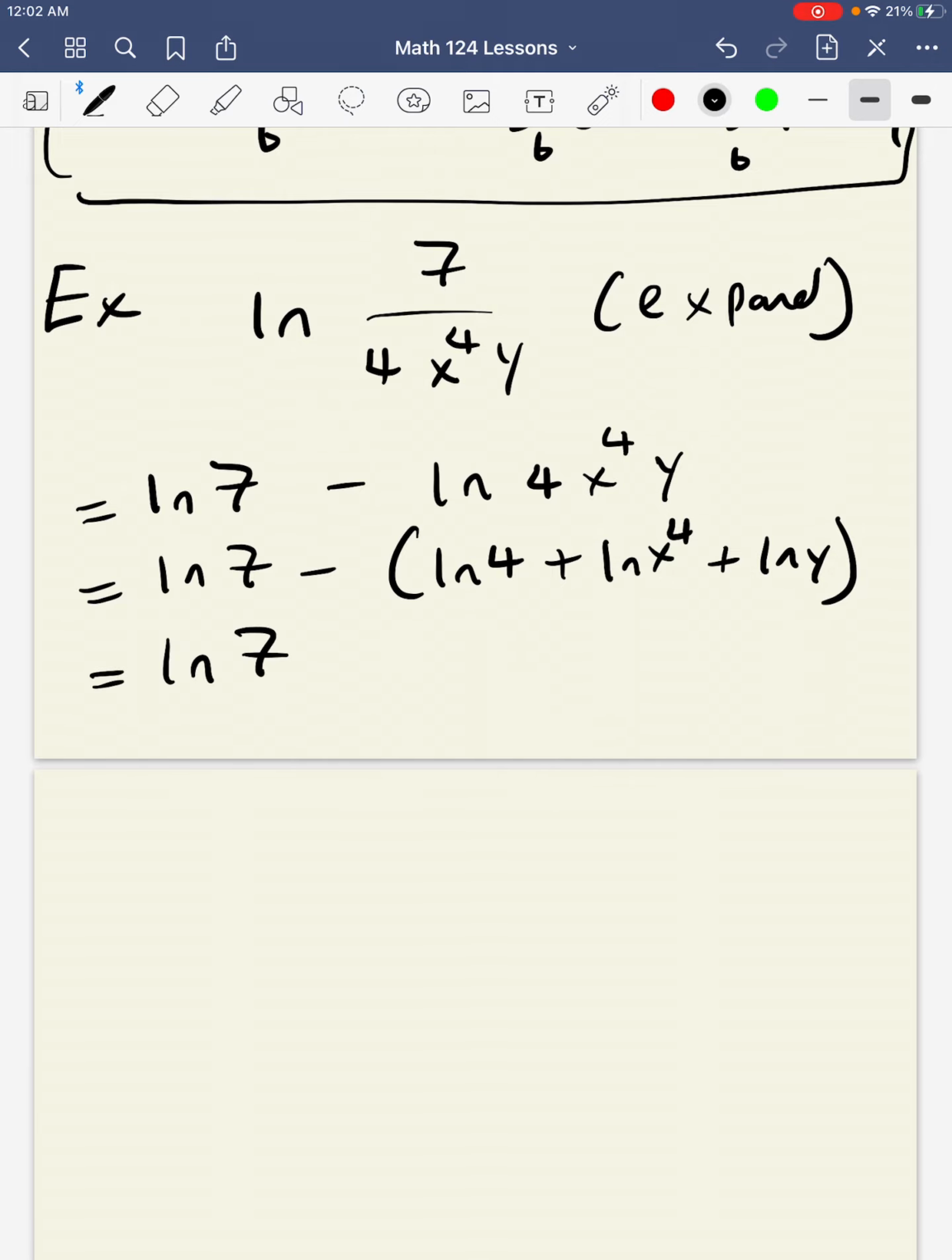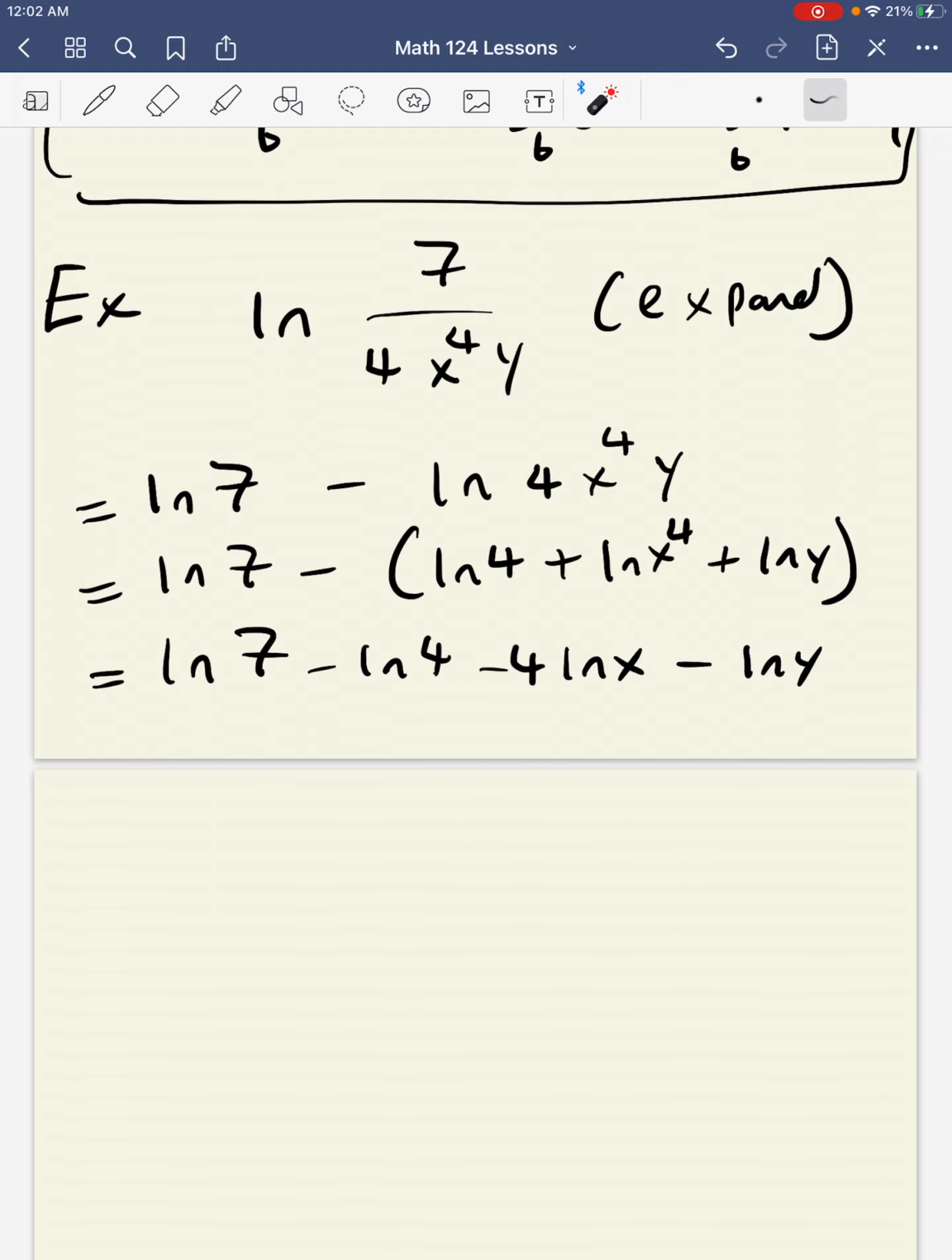Okay, so now we could bring this exponent down. We get minus 4 log x minus log y. So in the last step I distributed the minus sign and I brought this exponent down. An exponent inside of a log can be pulled out front. Remember that property.